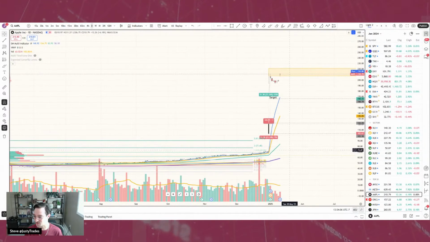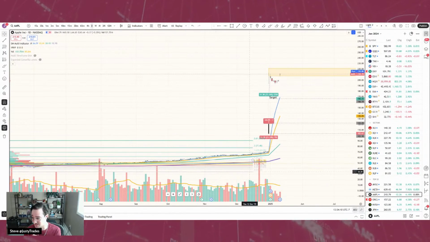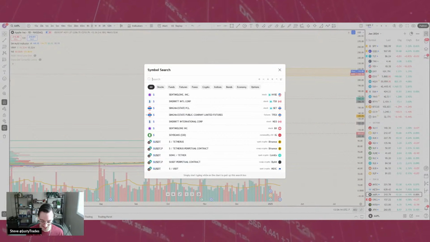Okay, I'm not sure what's going on here. We're going to use a different example because I've never seen that in my life. Let's just go back to SPY, or how about JPM? That's a good one.